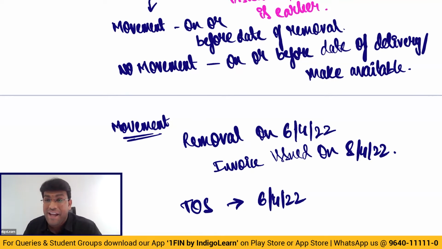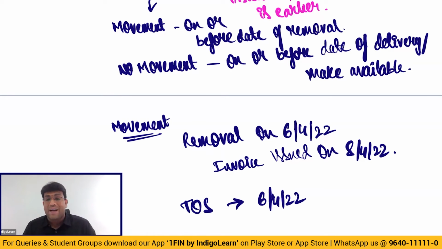So when you give or when you are supposed to give, whichever is earlier. And when you are supposed to give: if there is movement of goods, on or before the date of removal. If there is no movement of goods, on or before the date of delivery or make available. Getting my point, everybody? Chalo guys, if there is movement of goods, what is the answer? On or before the date of removal. No movement of goods, on or before the date of delivery or make available. So this is the story of the general rule in case of goods. The time of supply is always the date of invoice, which is the actual date of invoice or the last date when the invoice ought to have been issued, whichever is earlier.